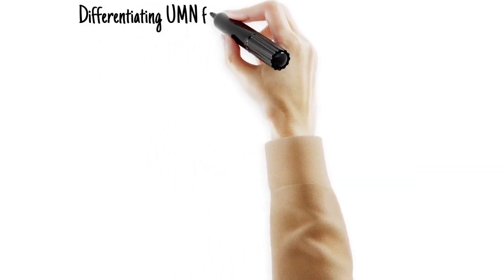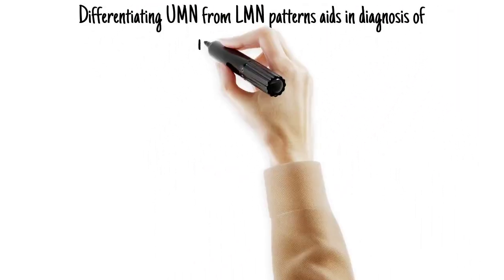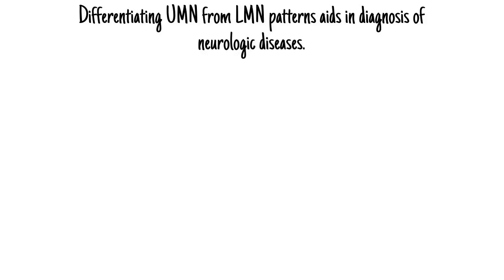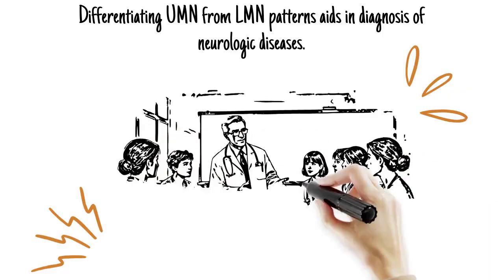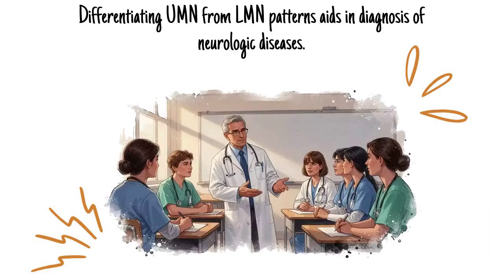Clinical relevance. Differentiating UMN from LMN patterns aids in localization and diagnosis of neurologic disorders, such as amyotrophic lateral sclerosis, affecting both, spinal cord lesions, often mixed, and peripheral nerve or motor neuron diseases, LMN only.